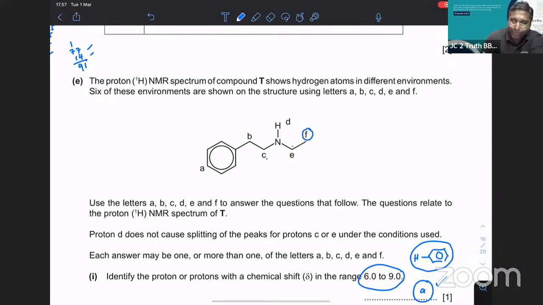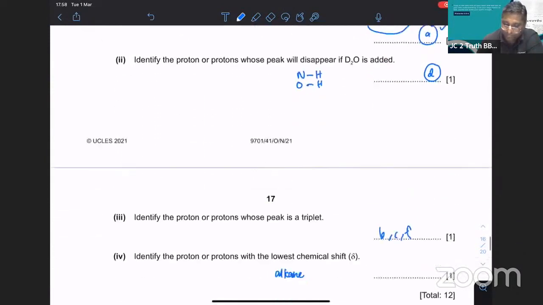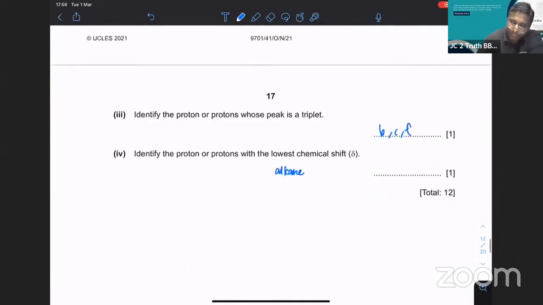For F, 2 hydrogen here. So this one has 2, so it will have a triplet. For B, it has 2, therefore this one is also a triplet. If you look at A, A is going to have 1 only here, so a doublet only. Therefore you will have B, C, and F, so you can have 3: B, C, F.